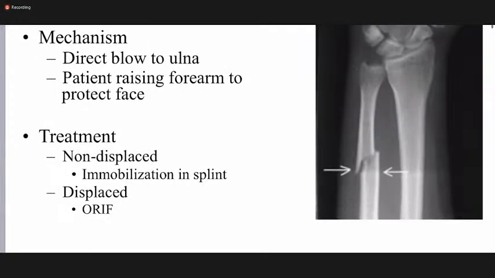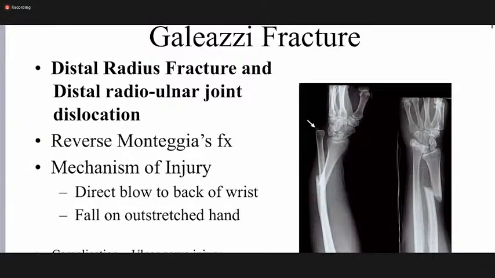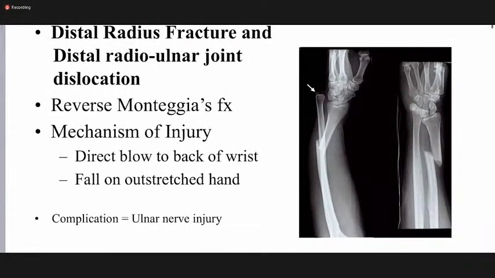The next forearm injury one may get is a Galeazzi, and Galeazzi was a gentleman who described this injury. It will come in your MCQs or even in the OSCE at any point, that a Galeazzi fracture is a fracture of the distal radius with dislocation of the distal radioulnar joint. So it's also referred to as a reverse Monteggia fracture. Mechanism usually is direct blow to the wrist or fall on the outstretched hand, and the common complication that may occur is ulnar nerve injury.